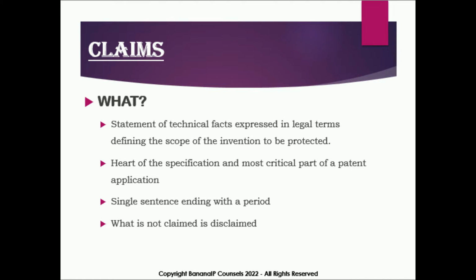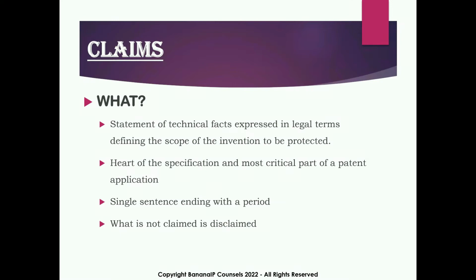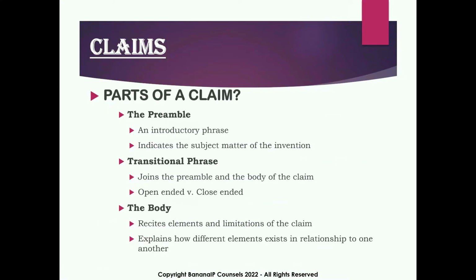Now let's see what the parts of a claim are. A claim is usually divided into 3 parts. The first part is the preamble, the next is the transitional phrase, and the third is the body of the claim. First, let's see what a preamble is. The preamble is the introductory phrase that identifies the subject matter of the invention. Usually we keep the preamble consistent with the title of the invention, and it also indicates the subject matter of the invention.